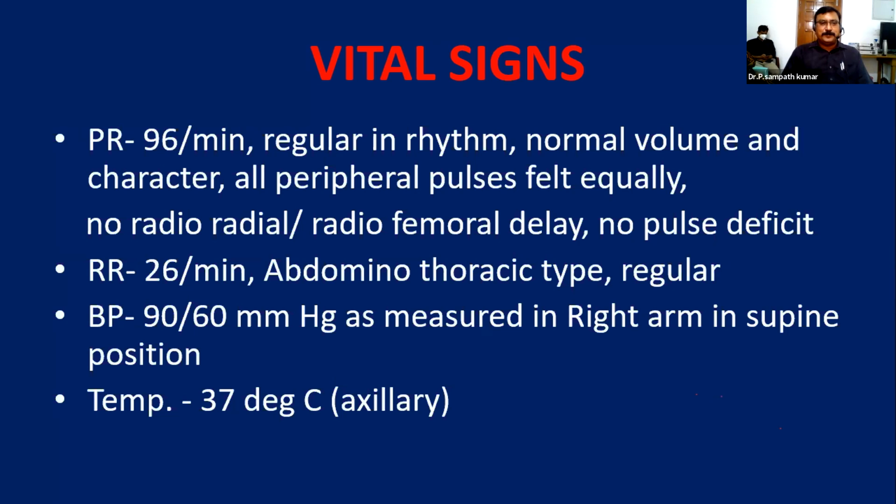Okay, next present. Vitals. Pulse rate is 96 per minute, regular in rhythm, normal volume and character, felt in all peripherals equally, no radiofemoral delay, no pulse deficit. Respiratory rate 26 per minute, abdominothoracic type, regular. Blood pressure 96 by 60 millimeters of mercury as measured in the right upper arm in supine position. Temperature is 37 degrees Celsius measured in the axilla.